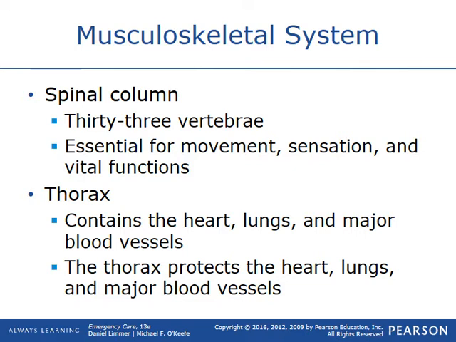So the spinal column has 33 vertebrae, and it's essential for movement, sensation, and vital functions. The thorax is going to contain the heart, the lungs, and major blood vessels, and it protects the heart, lungs, and major blood vessels as well.